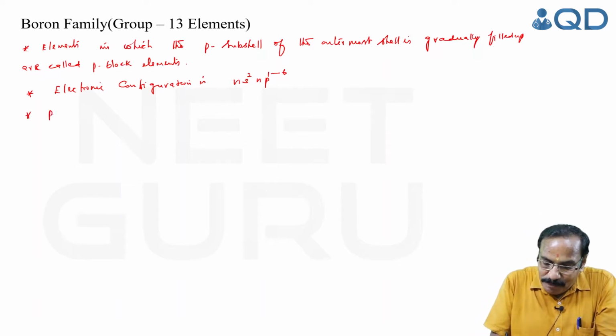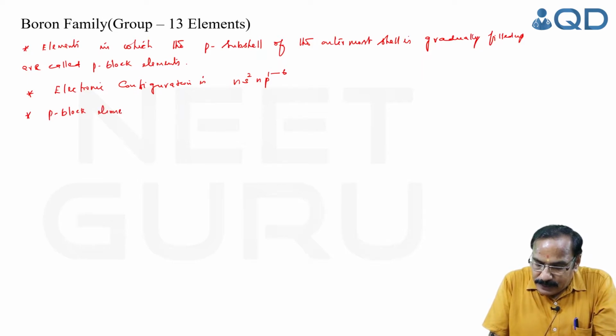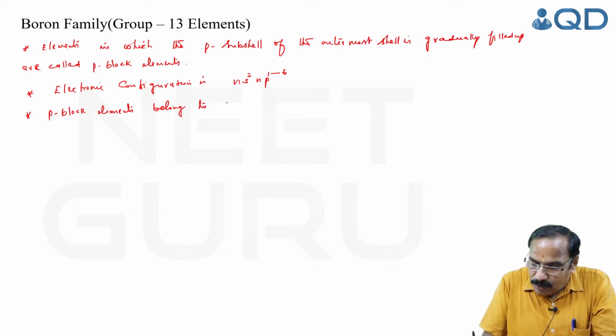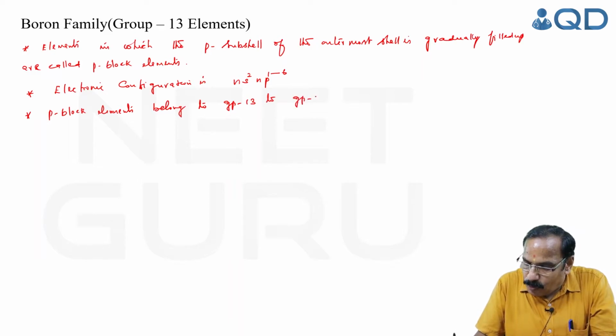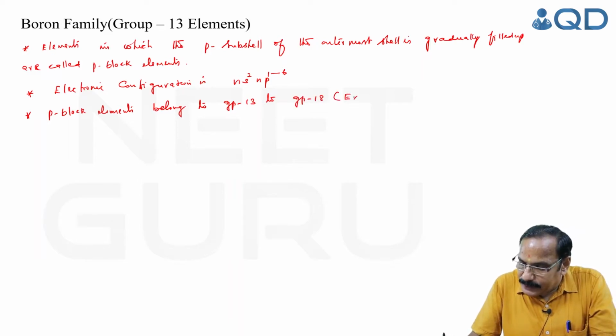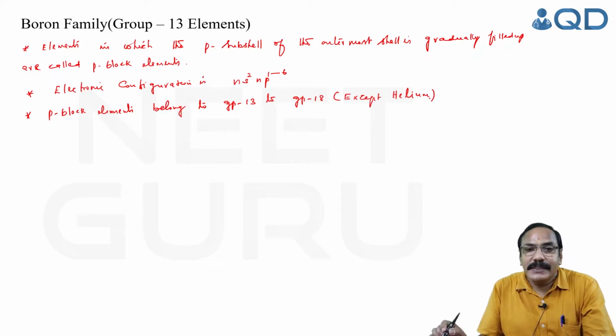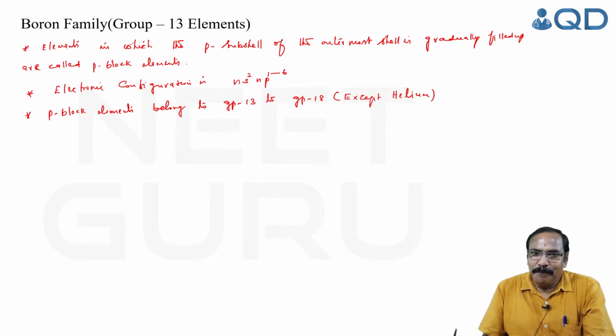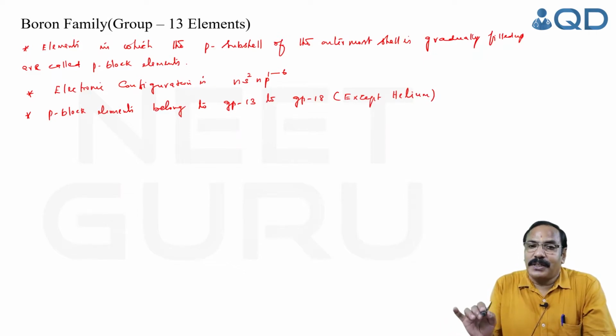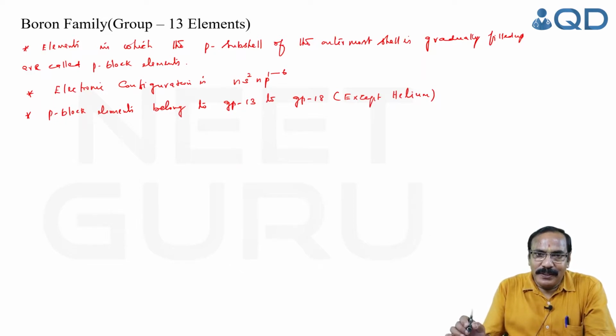So, p block elements belong to group 13 to group 18 except helium. Even though helium is included along with group 18, it is an s block element. Okay, so this is the introduction to p block: the electronic configuration and the definition.